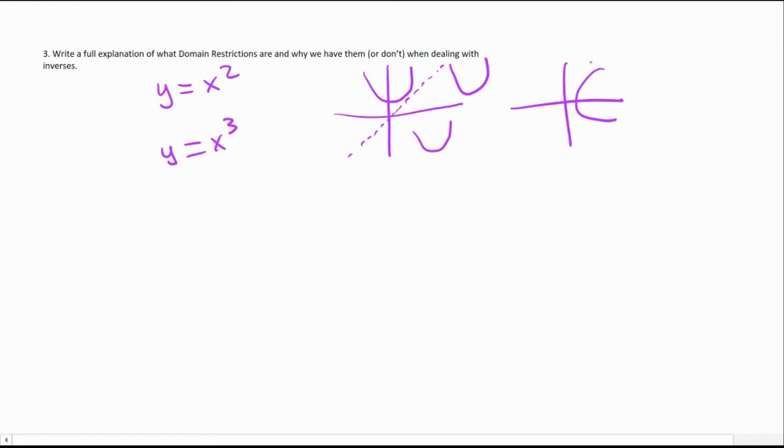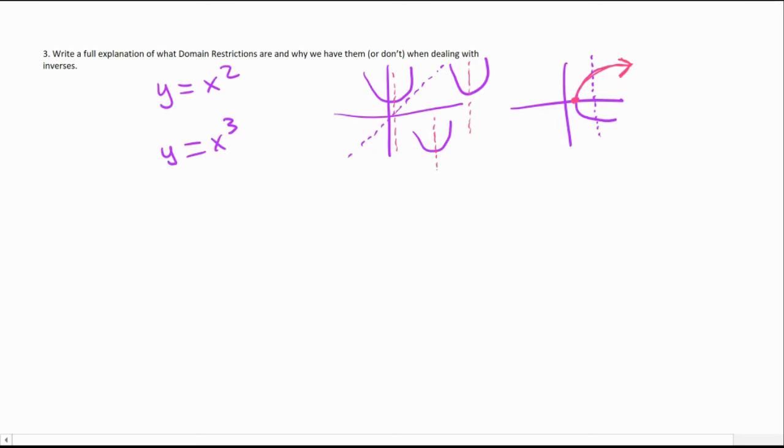And when we take this and make it into a C, what happens is that the inverse of the quadratic is no longer a function because it has two outputs for a single input, or two y values for one x value. So the reason that we have a domain restriction is because we need to cut our parabola in half. And when we take the inverse, we're only looking at the right half, so that when we look at the inverse, we're only seeing this red line here, which is still a function.